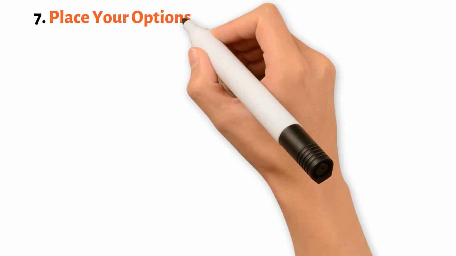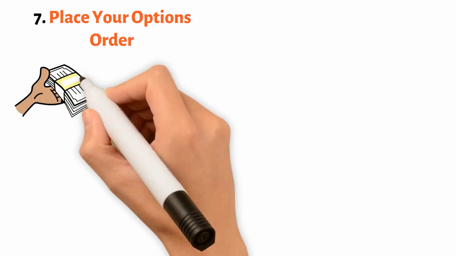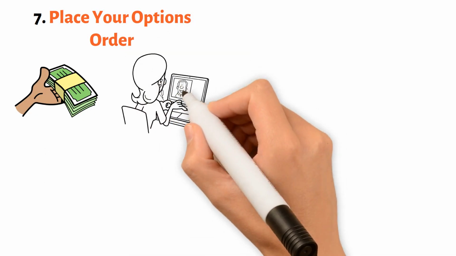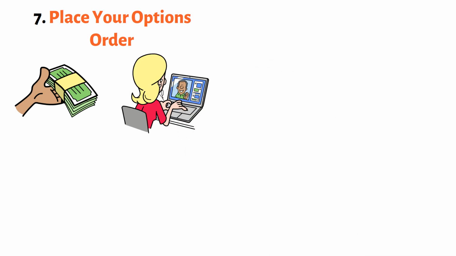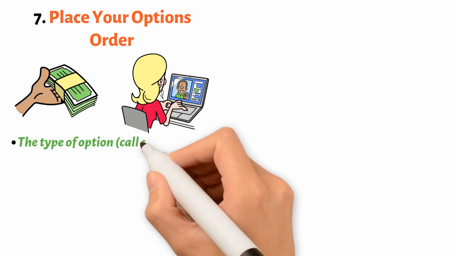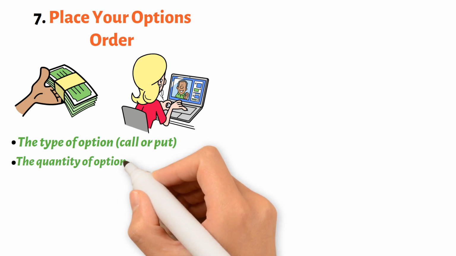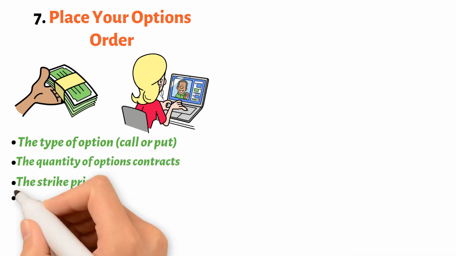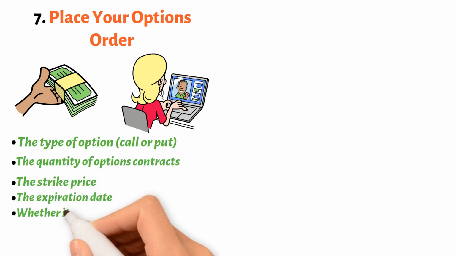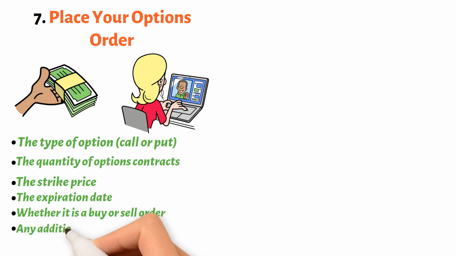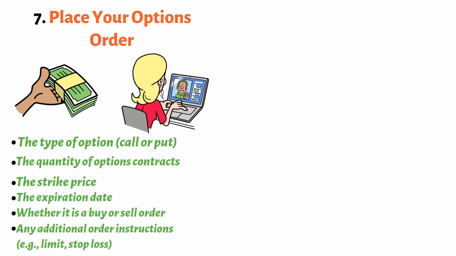7. Place your options order. Once you're ready to trade with real capital, place your options order through your broker. Be sure to specify the type of option, call or put, the quantity of options contracts, the strike price, the expiration date, whether it is a buy or sell order, and any additional order instructions, for example, limit, stop loss.